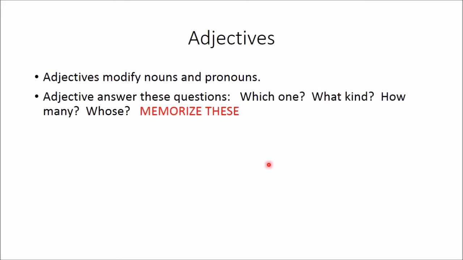These questions work for adjectives because if you think of adjective as like a thing, there are questions like which thing, what kind of thing, how many things, whose thing. These questions go with nouns, right? So you need to memorize these questions.